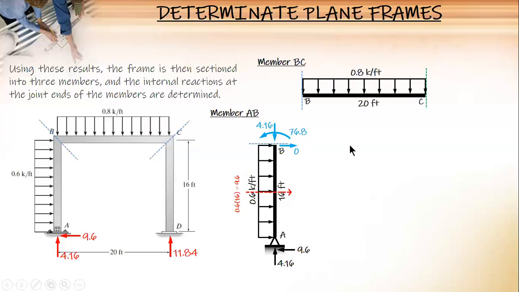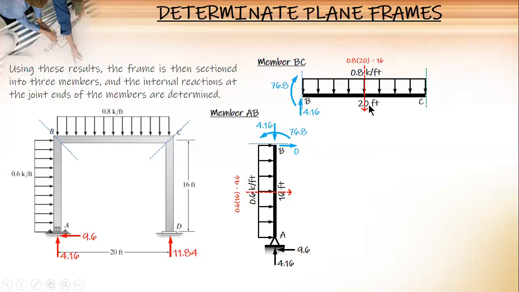Next is BC. Cut at B, cut at C. Since this is internal, when transferred to B, it is opposite. This one is zero, so we no longer have a horizontal internal force. Vertical, downward, upward. And then counterclockwise, clockwise here. So, downward, upward, counterclockwise, clockwise. And then, C is balancing there.